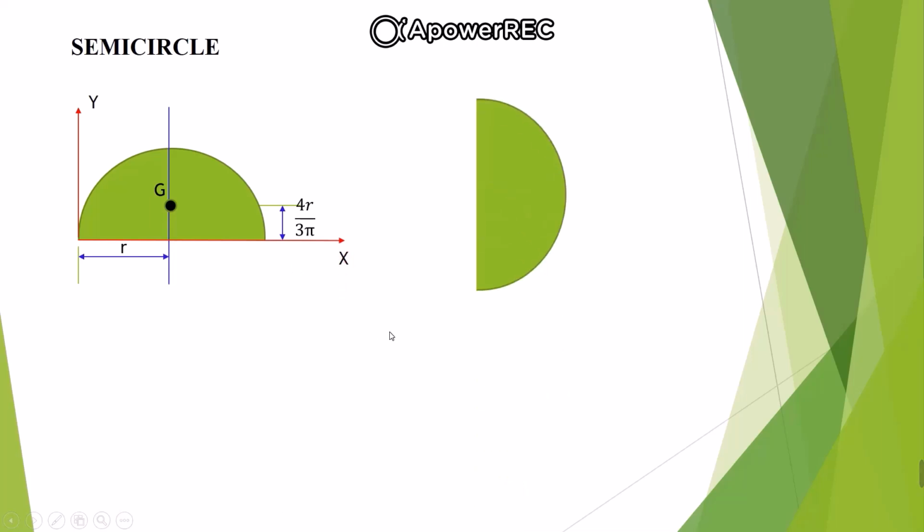Now let us take another semicircle. What is the difference between this semicircle from the first one? Only in the orientation. Okay, so here also first you draw two reference axes, y and x axis. Then instead of drawing a vertical line, here I will be drawing a horizontal line passing through the center of the semicircular section. You can see that the semicircular section is symmetrical about this horizontal line. That means CG lies on this line, and I am going to mark that CG as capital G. And here it will be at a distance of 4r by 3 pi from the flat end of the semicircular section and r from the x-axis.